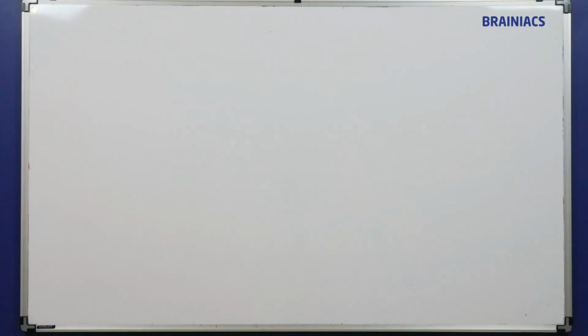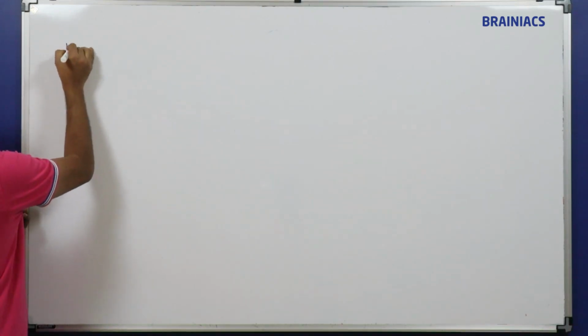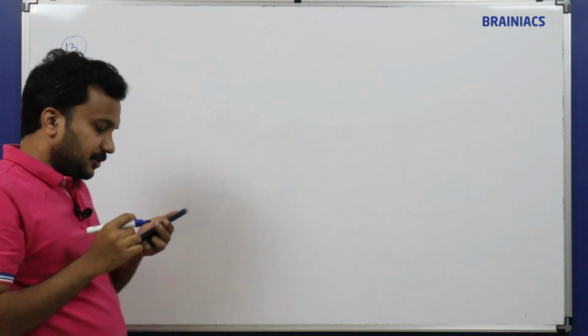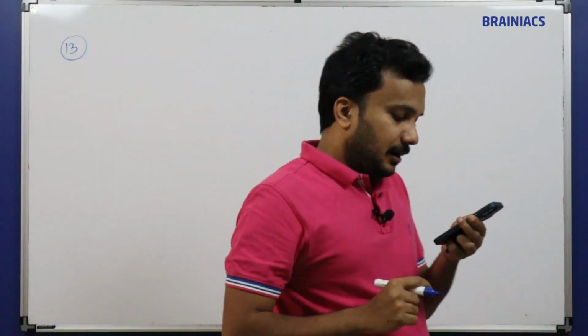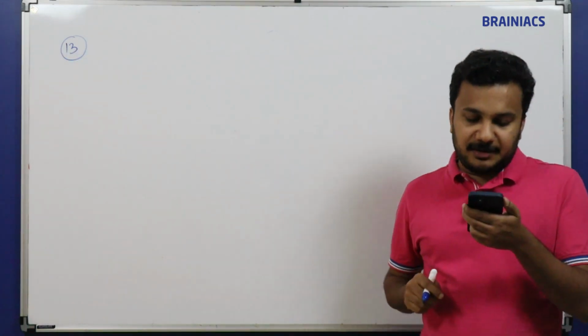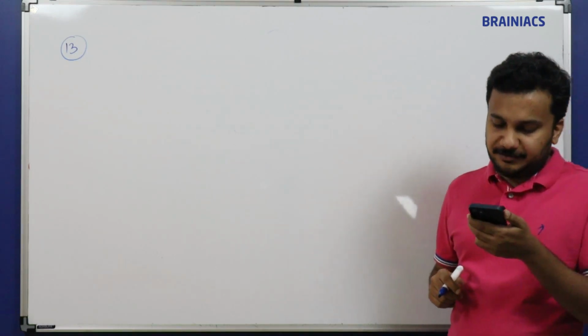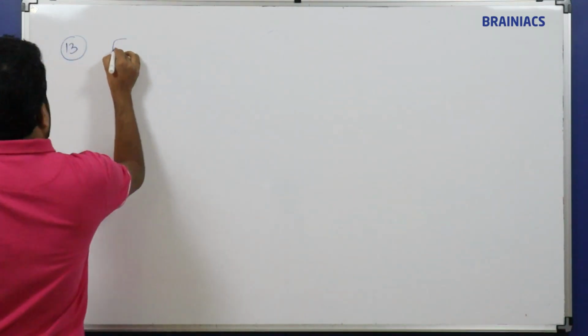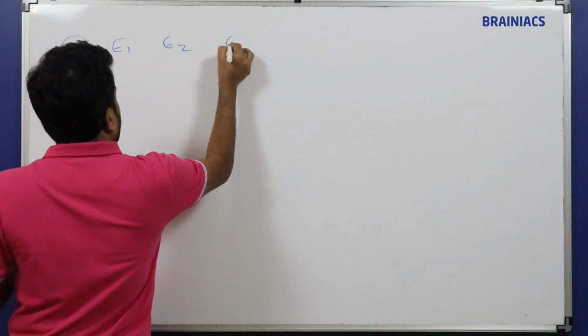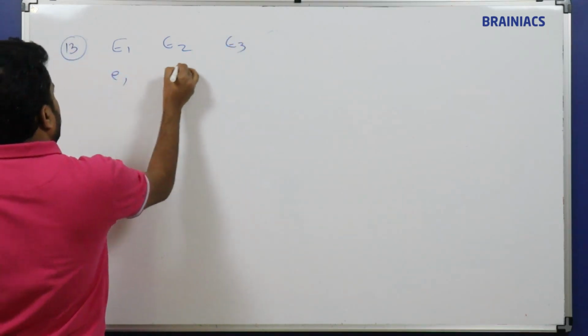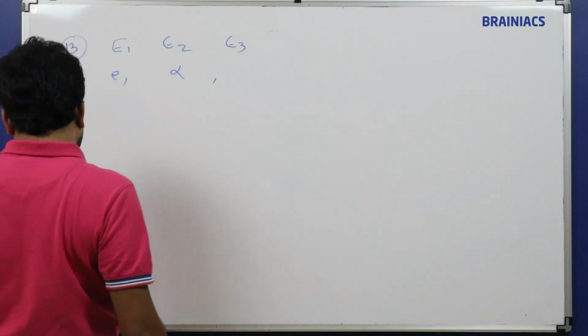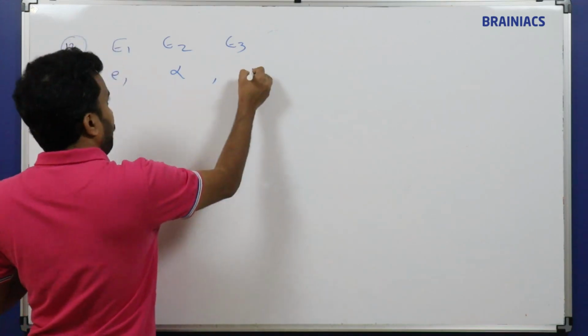Question number 13. What is given in the question? E1, E2, E3 are the respective kinetic energies of the electron, alpha particle, and proton. So E1 is for electron, E2 is for alpha, and E3 is for a proton.